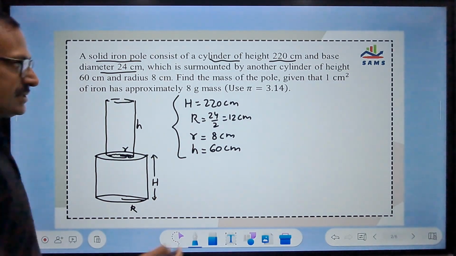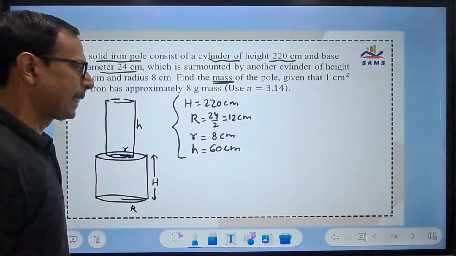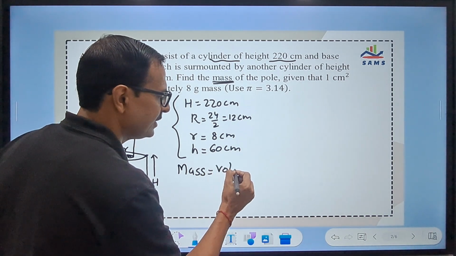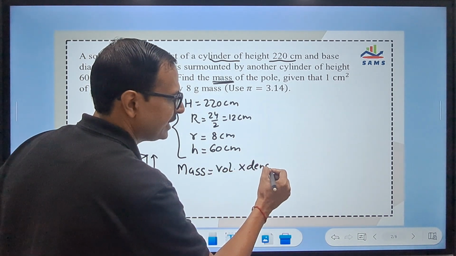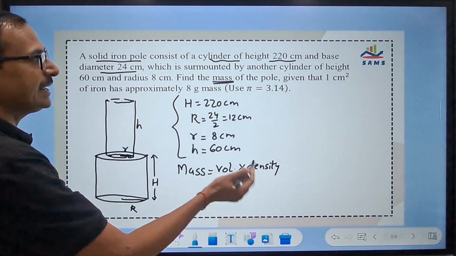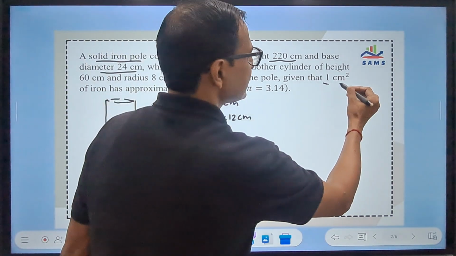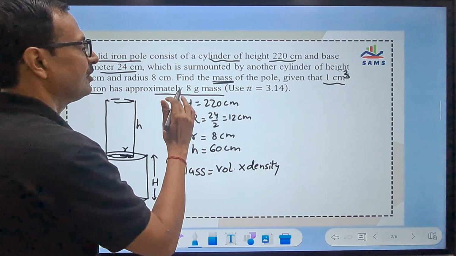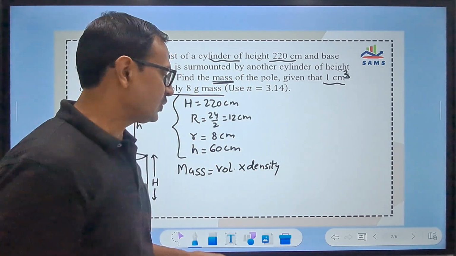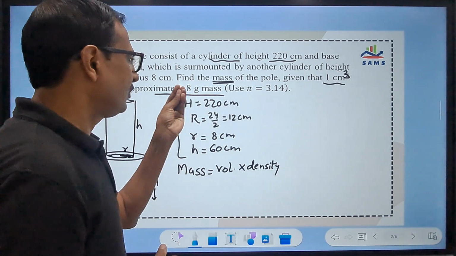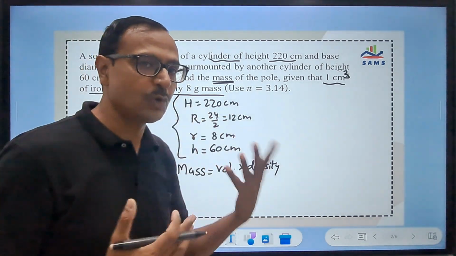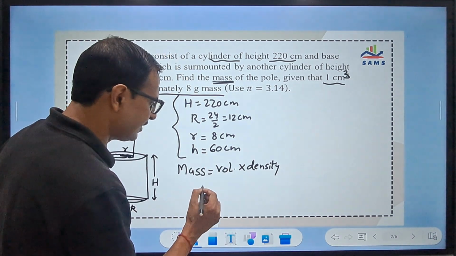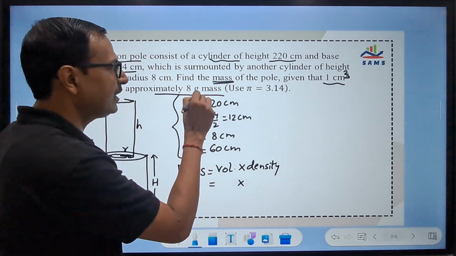We need to find the mass. Now how do we find the mass? The formula for mass is volume into density. Volume into density. Now if you see the question carefully, the density is given here. See, this is cubic centimeter. 1 cubic centimeter of iron approximately is 8 grams of mass. So that 1 cubic centimeter, how much weight does it have? That is actually the density of the material of the pole, right? So this density is given in the question here as 8.